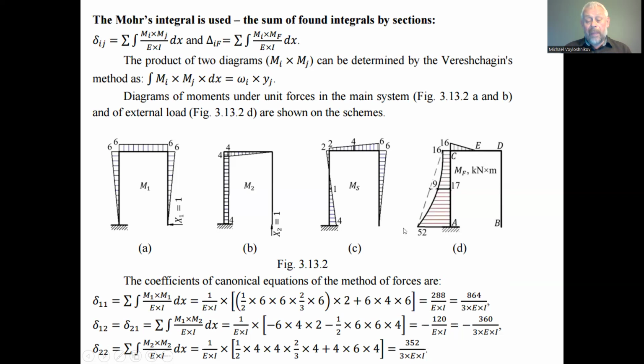But this is a parabolic segment, a square parabolic segment due to the application of the distributed load to the stand AC. The parabolic segment is 9 in the middle. So if it would be the linear diagram of the trapezoid shape, this is 16, 52, 52 plus 16 is 68, and divided by 2, 68 divided by 2, this will be 34. And so we have to find how much remained here, minus 9, yeah, okay.